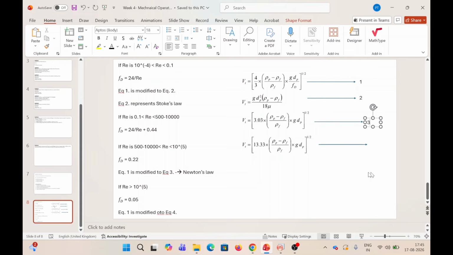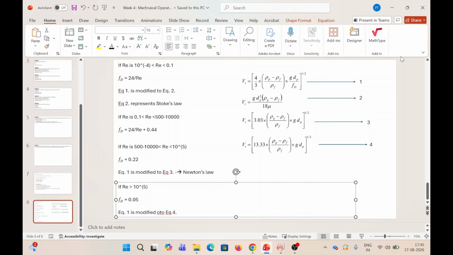This is equation 3 and this is equation 4. So this is how the terminal velocity will vary depending upon the Reynolds number.